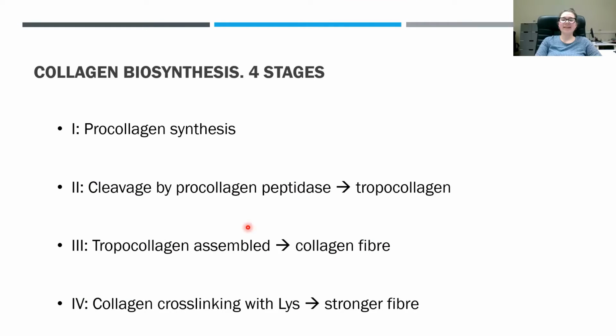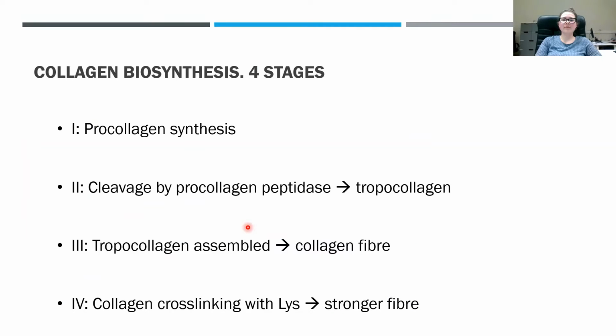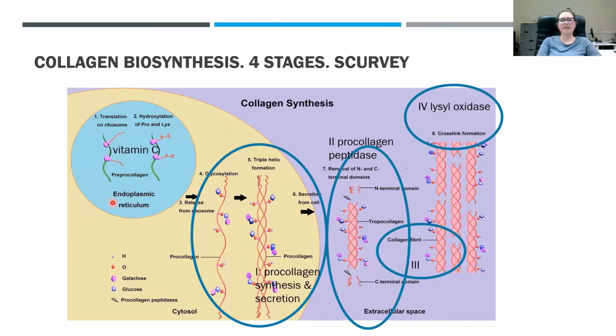It's in our nails, hair, skin, and there are 4 stages. 4 steps are needed to make collagen. First of all is procollagen synthesis. Second is cleavage of that procollagen to make tropocollagen. Then tropocollagen is assembled and we get collagen fiber, which cross-links with lysine and we have a stronger fiber. This is how it looks in a diagram.